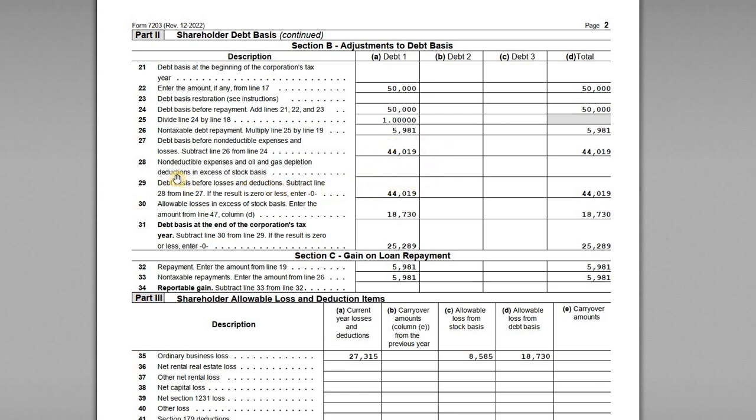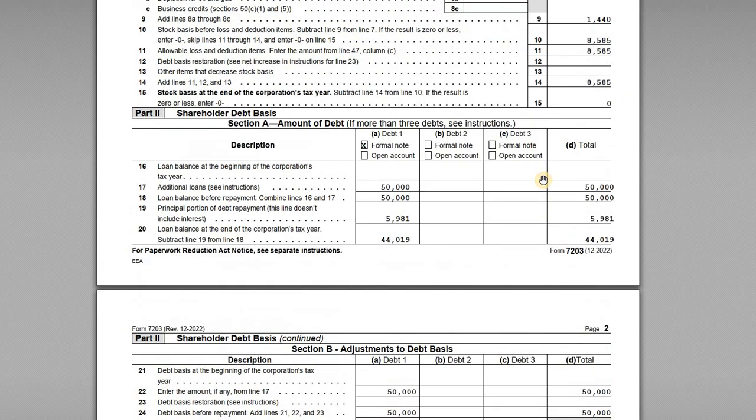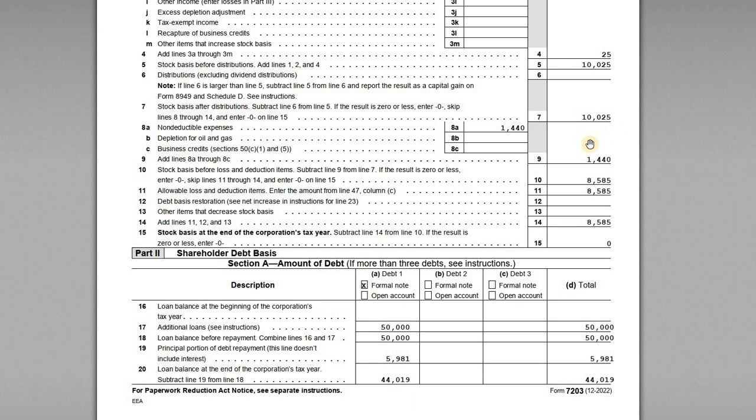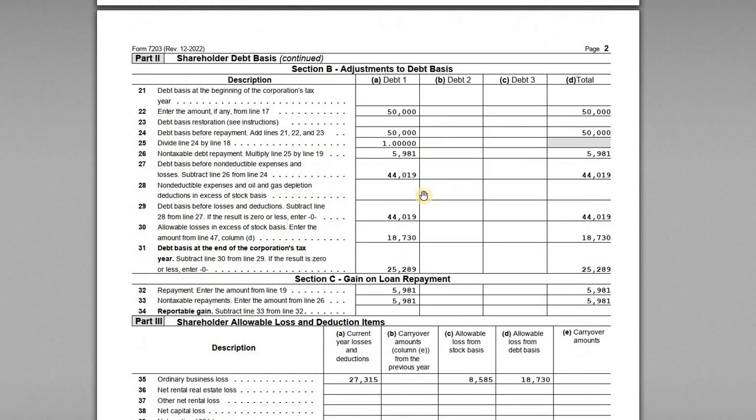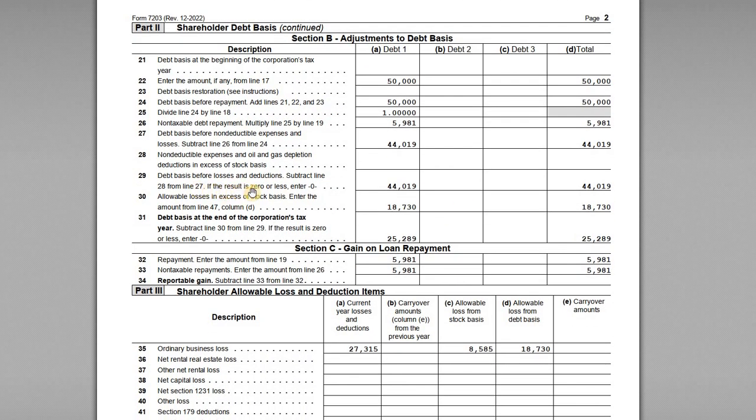Now the reason why we don't have any non-deductible expenses down here is because we've already used the $1,440 non-deductible item in eliminating his stock basis. Right, so we already accounted for the non-deductible piece up here. It was applied to his stock basis. So we don't have any other non-deductible items that can be reported on line 28. So the debt basis before losses and deductions on line 29 is $44,019.